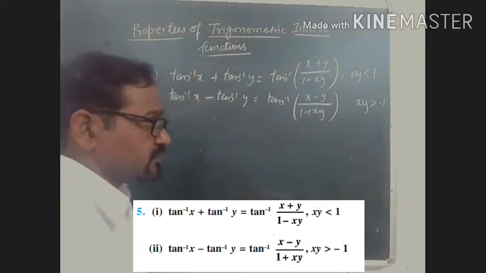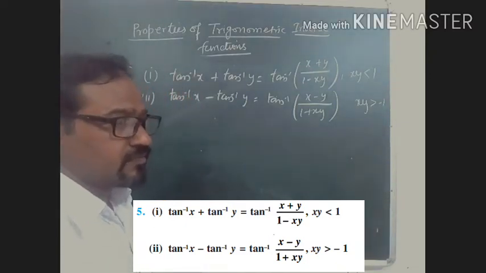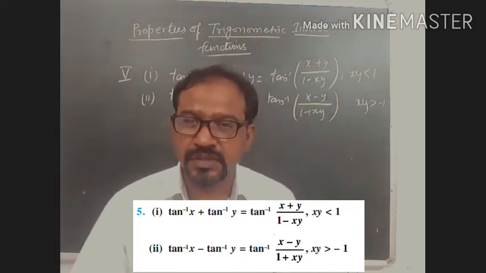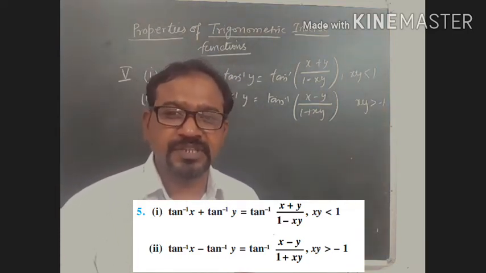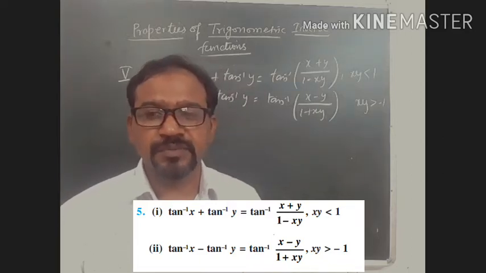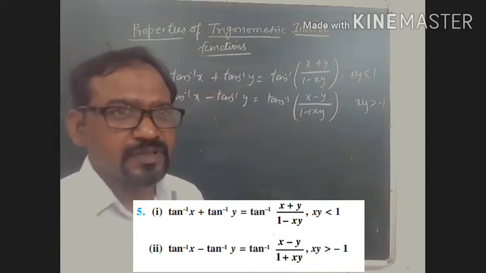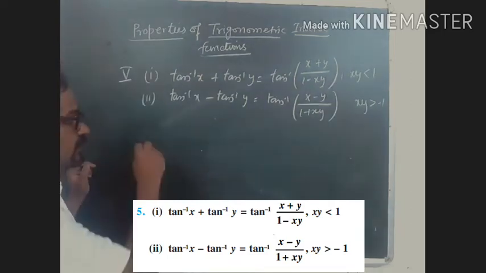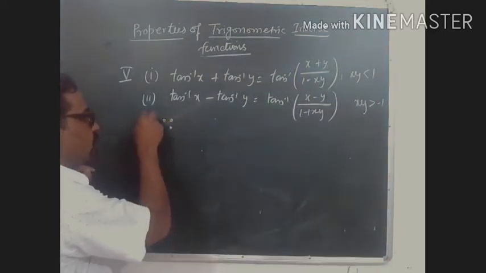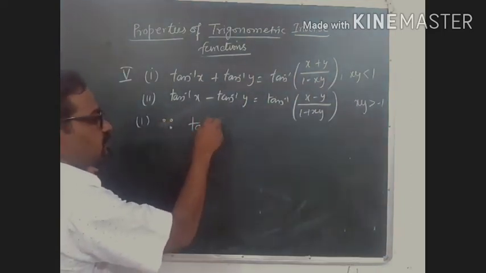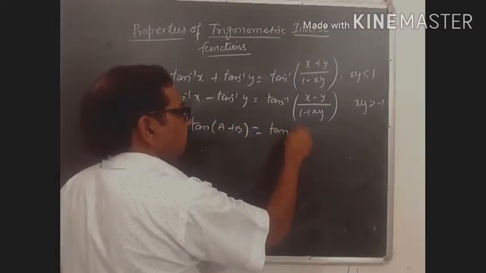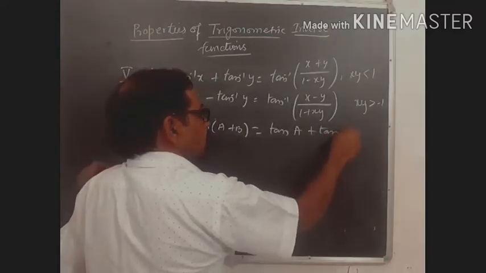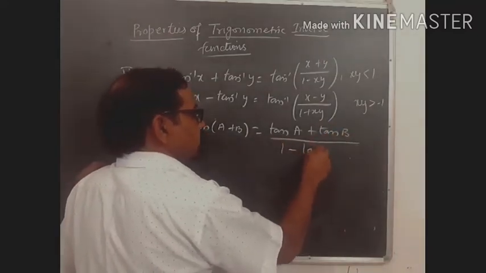So for the first part, we know the tan a plus b identity: tan a plus b equals tan a plus tan b upon 1 minus tan a tan b. From this identity, since we know that tan a plus b equals tan a plus tan b upon 1 minus tan a tan b.